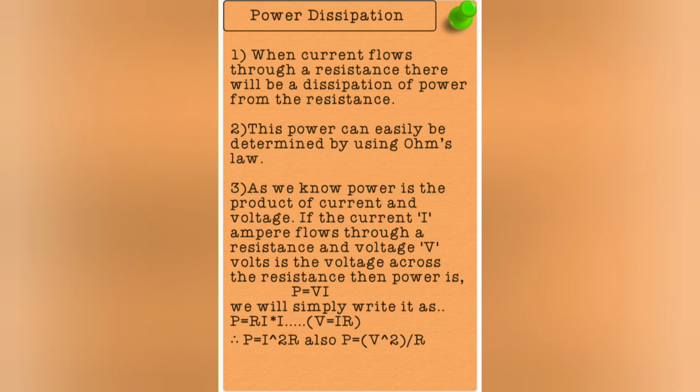1. When current flows through a resistance, there will be a dissipation of power from the resistance. 2. This power can easily be determined by using Ohm's law. 3. As we know, power is the product of current and voltage.